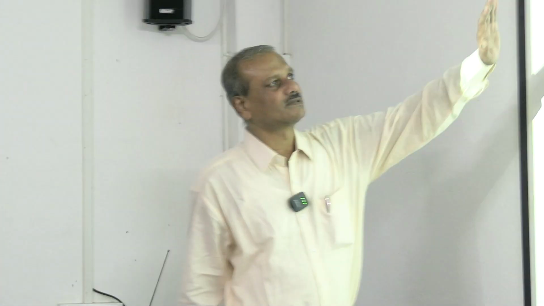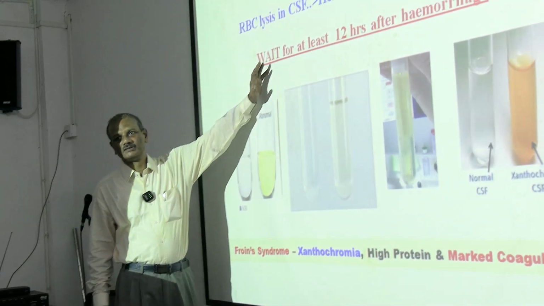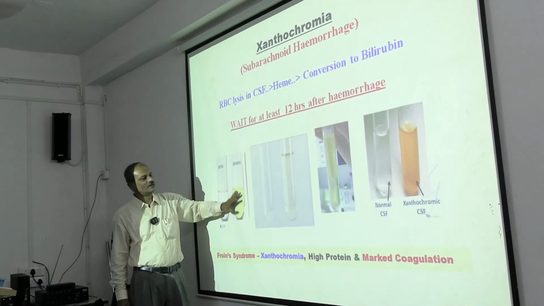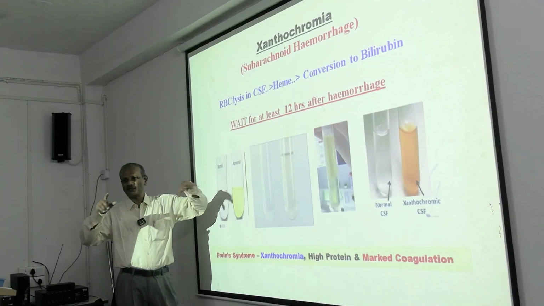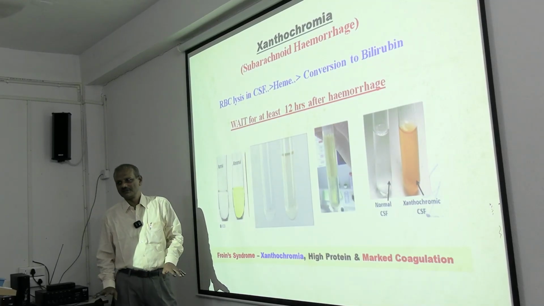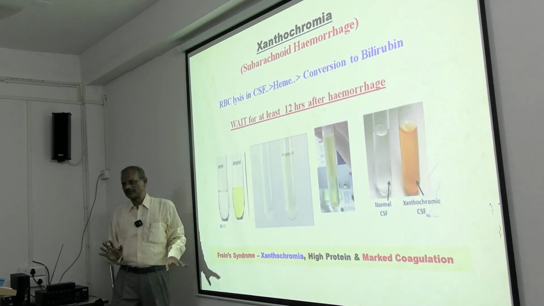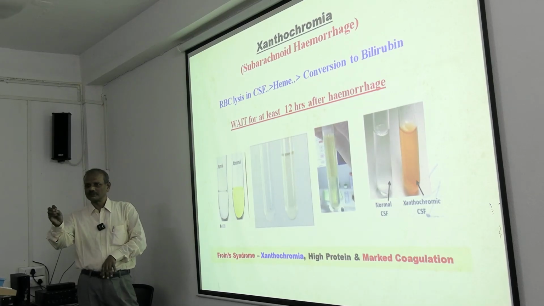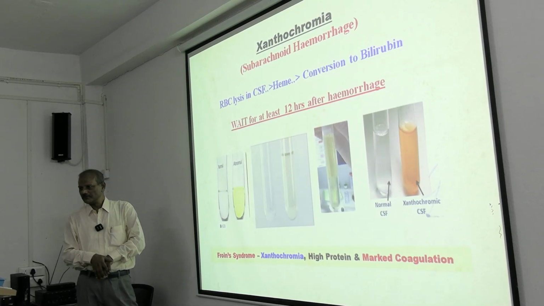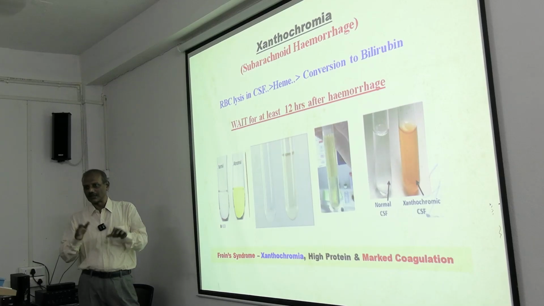maybe during your time. So xanthochromia, as I showed you, you must wait at least 12 hours. Before that, you don't try to see this, because why is it not required nowadays? Because now in the CT scan you will get a picture of the hemorrhage, so you will not be required to do that. So you have to treat the patient accordingly, because the management is totally different. A hemorrhage patient will also present with unconsciousness. A meningitis patient will also present with unconsciousness, but there will be other features.